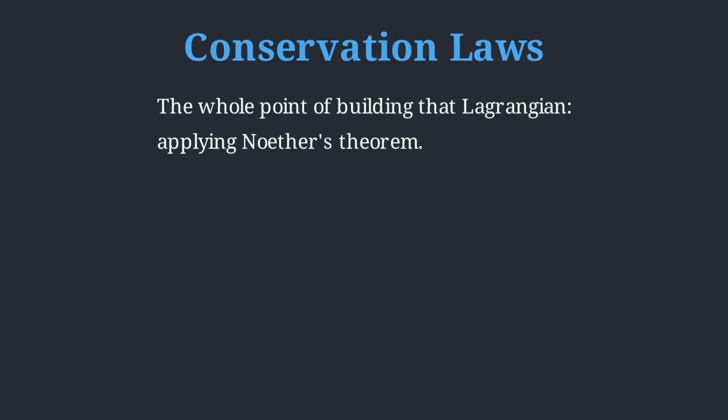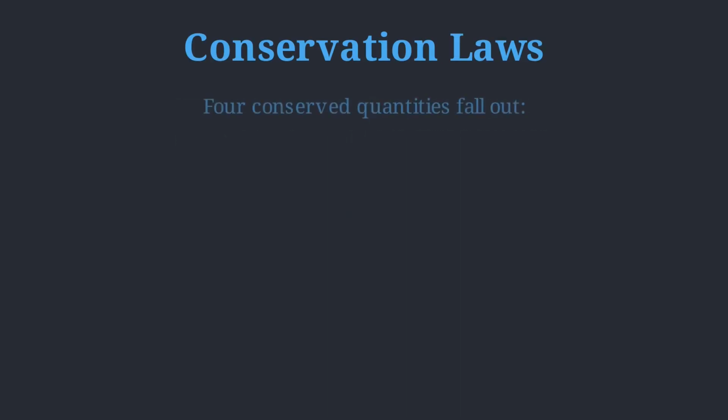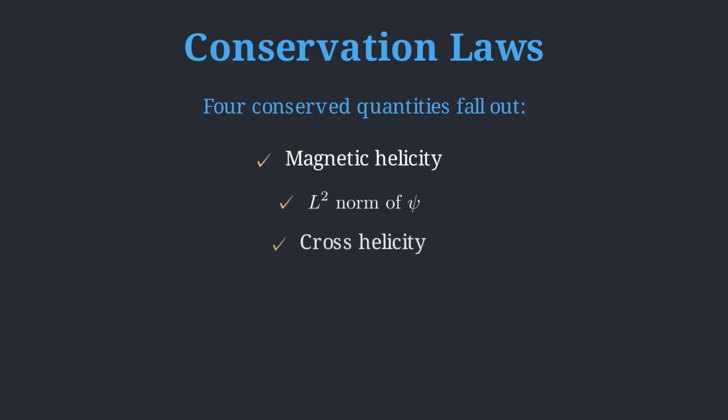Now the whole purpose of the creation of the Lagrangian was to apply Noether's theorem. We restrict our attention to conservation laws, which are generated by vertical transformations. That is, a transformation which only affects the field variables, but leaves the base space invariant. From here, we get into some complex math that I won't go into, but it is found that the symmetries are magnetic helicity, the L-squared norm of psi, cross helicity, and energy.